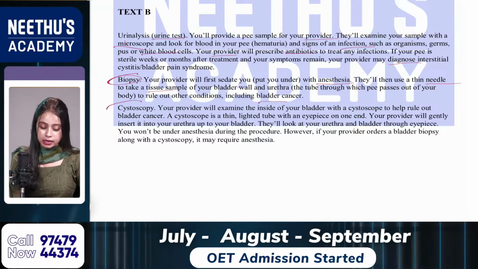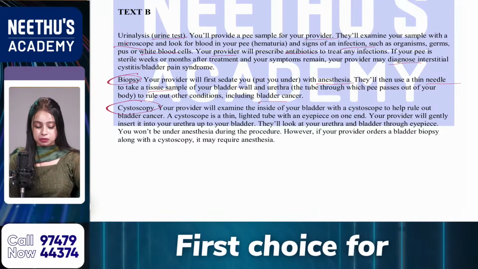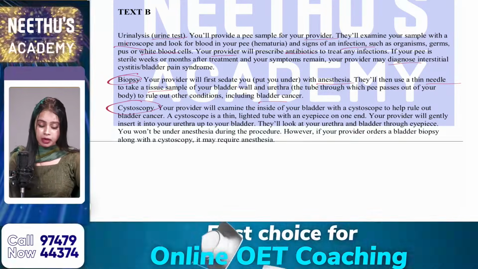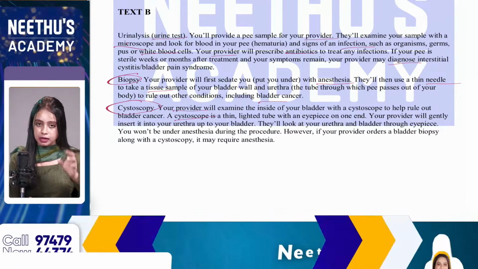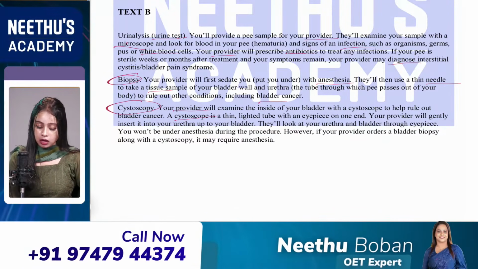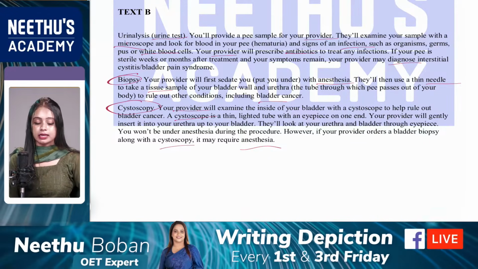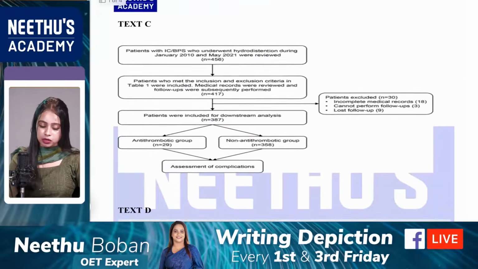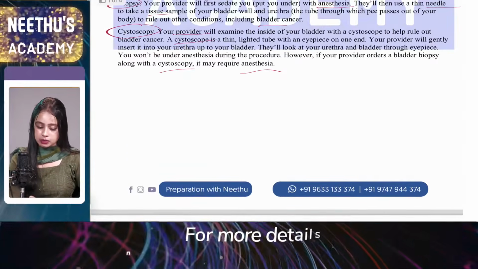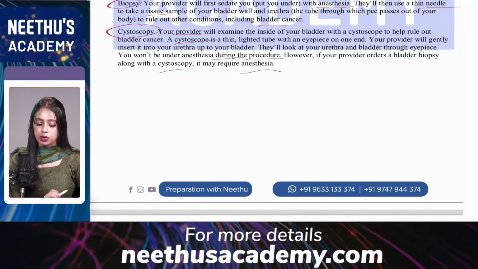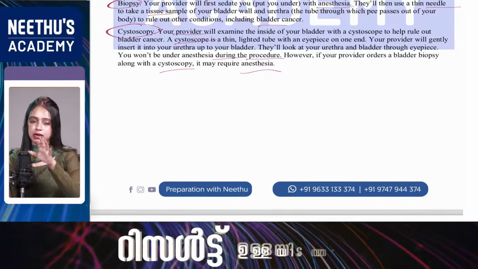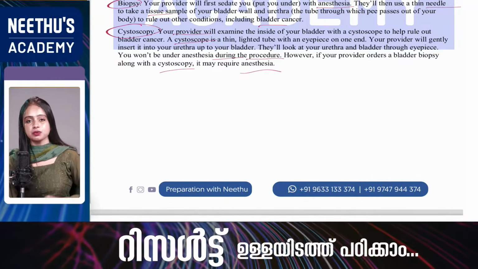What about the next one? Another test is cystoscopy. Again, provider, and cystoscope, the name of this particular instrument. So these are my keywords from text B. One thing I missed: during, as well as procedure, which indicates time, and the word which can be related to an experiment.